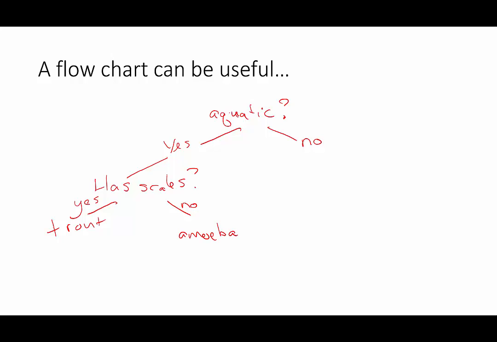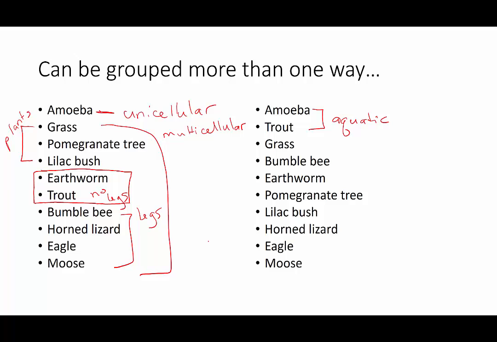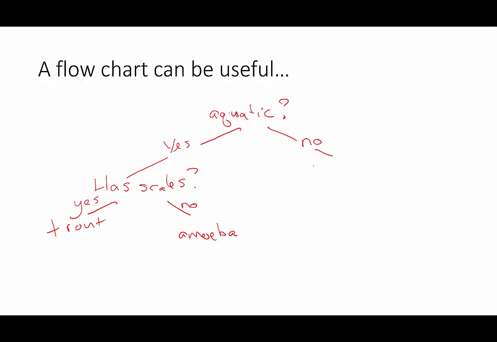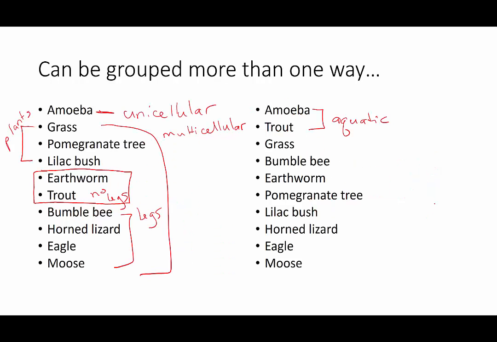So we're going to go through and do that for each organism. So now we have those two are taken care of for this flow chart. For things that are not aquatic, now we need to look at our list again. So we still have plants kind of versus animals here. So that would be a good next question. We could ask if it's photosynthetic, being able to separate our plants from our animals. So now we had 3 different plants, right? We have grass, a pomegranate tree, and a lilac bush. If we're looking at those 3, which one is the least like the others?